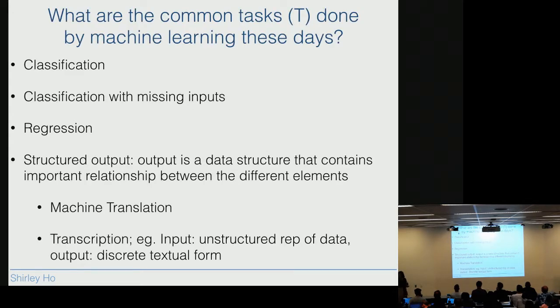And what are the common tasks done by machine learning these days? Classification. You actually talked about image classification earlier for astrophysics. Classification with missing inputs. This is a little less common in astrophysics. If you have a group of data where you have missing inputs, what do you do? There are also people who look at something called inpainting.